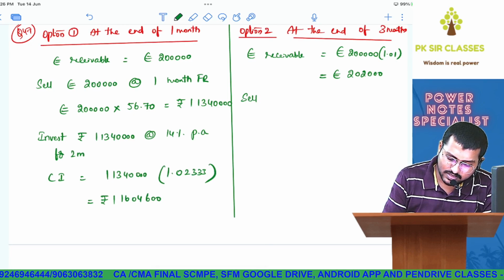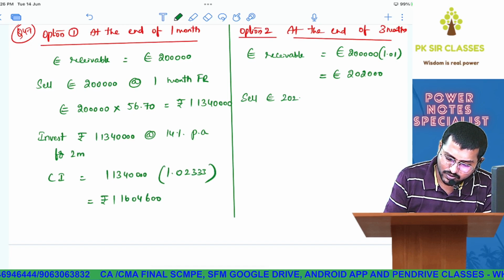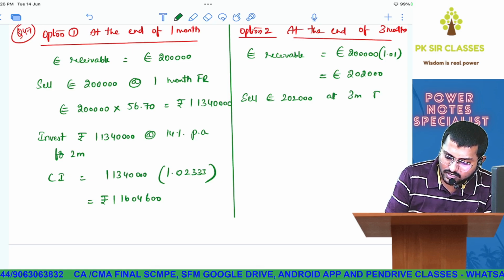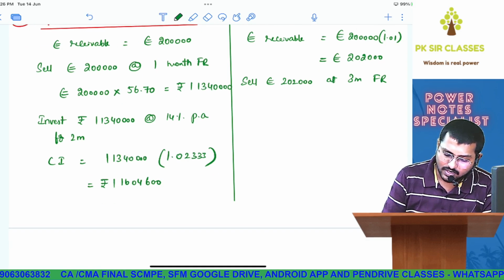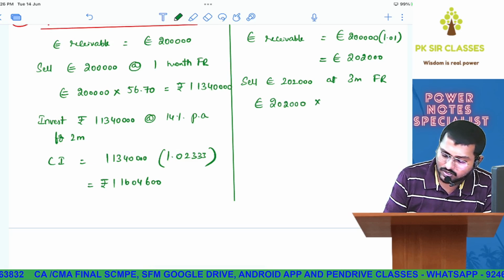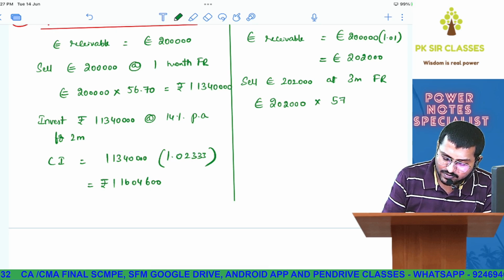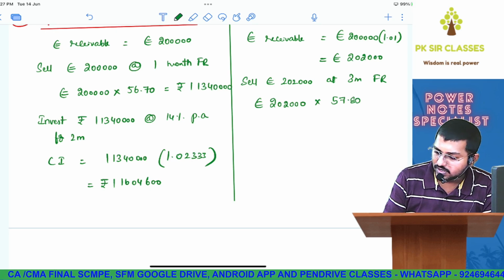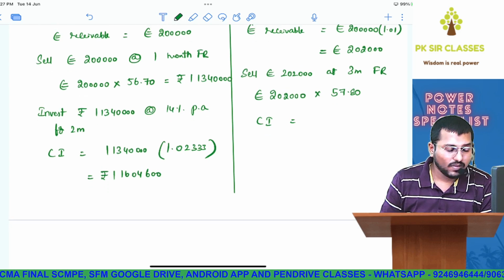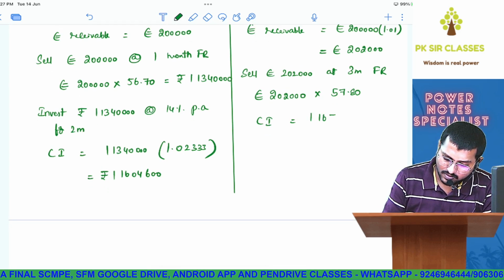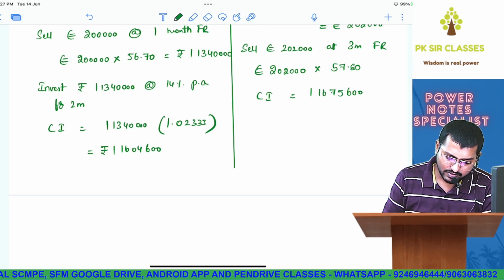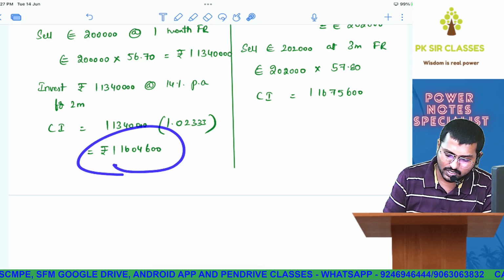Then immediately I'll sell. Why would I keep euros with me? 2 lakh 2,000 I'll sell at what rate? 3 months forward rate. We will be selling, which means the bank will be buying, so you have to take the bid rate. 57.8 is the 3 months forward rate. So cash inflow will be 1 crore 16 lakh 75,600. Here I'll be getting 1 crore 16 lakh 4,000 only.